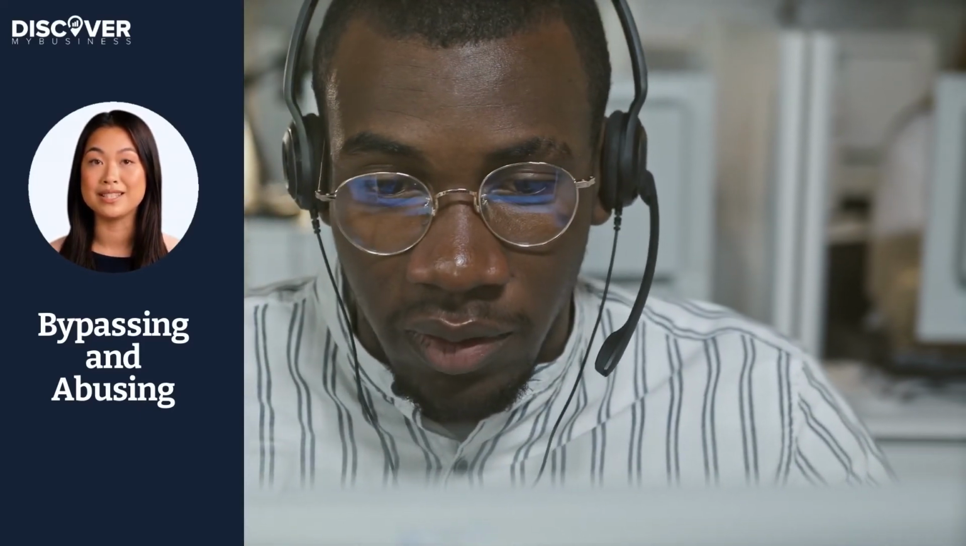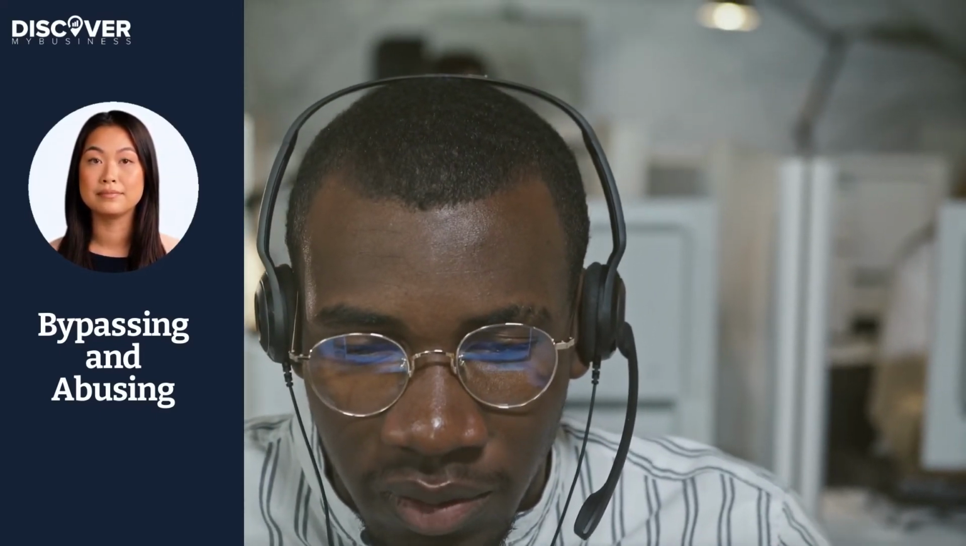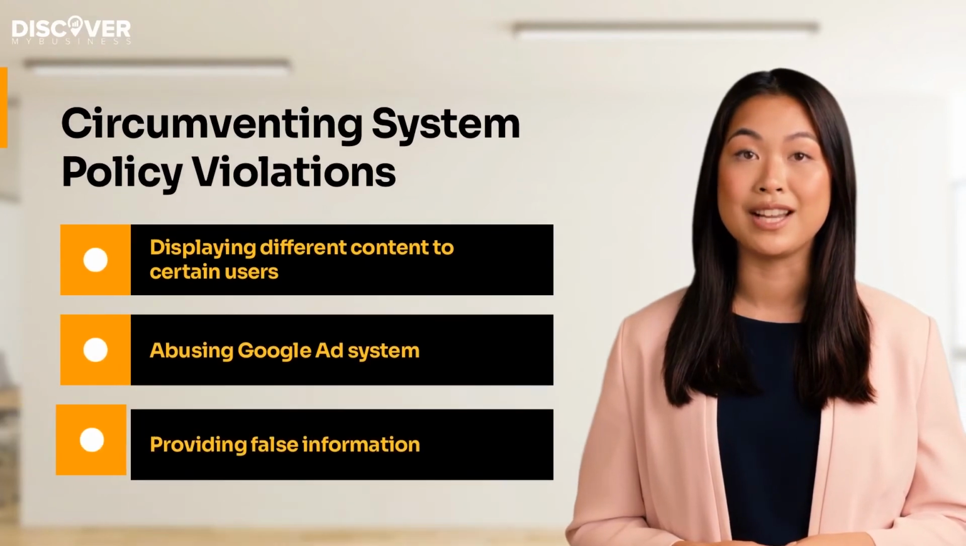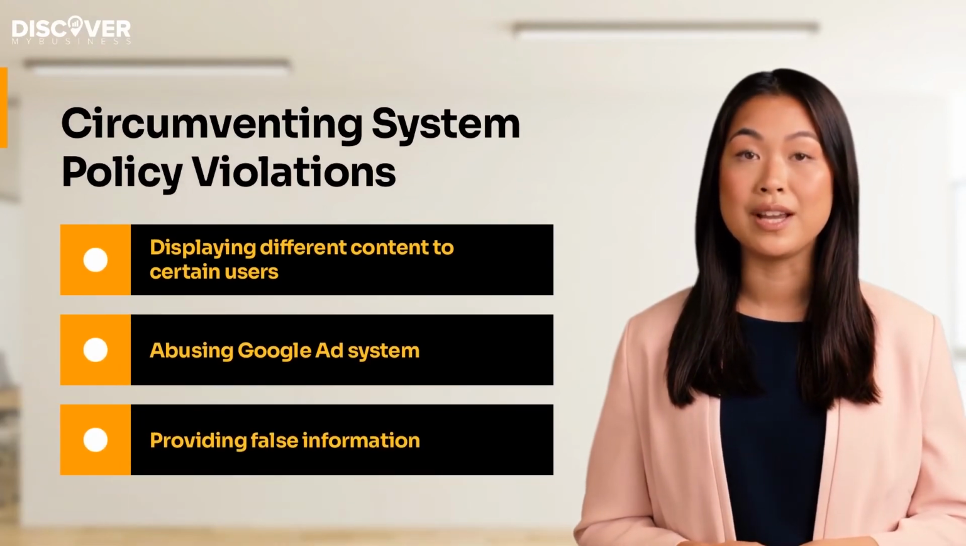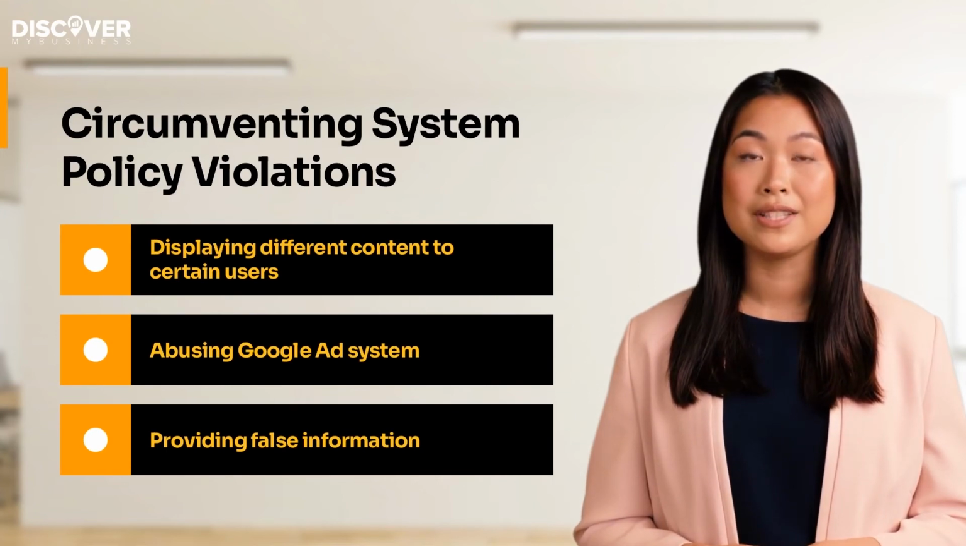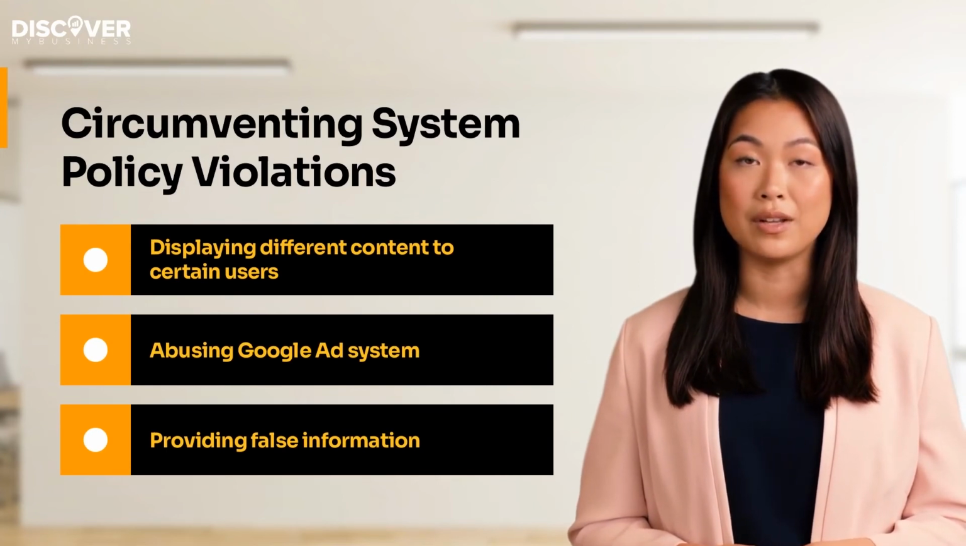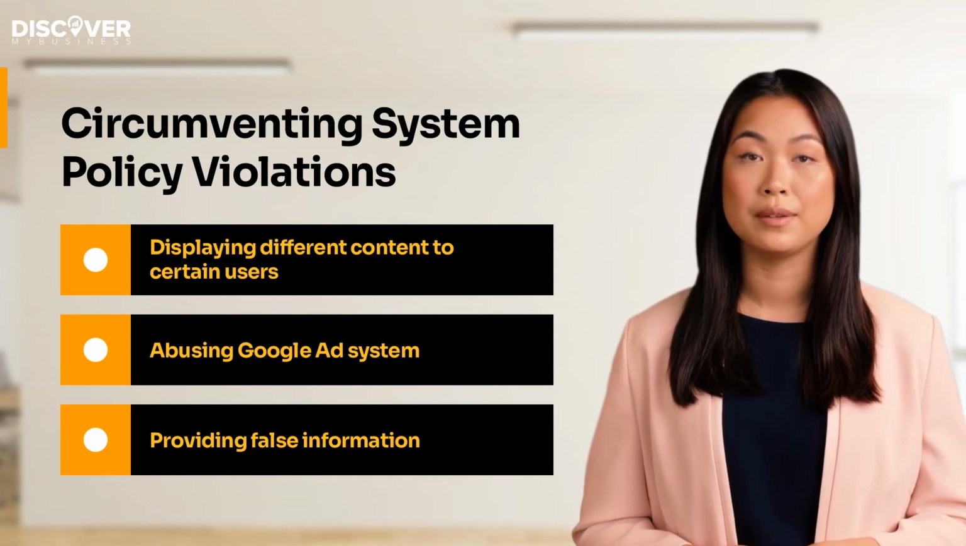Abusing Google Ads system. Sometimes users attempt to log into the Google Ads system again after getting their account suspended. Further, users try to add non-compliant content on their product features. Providing false information. Google Ads conducts verification programs to ensure the authenticity of the user and its products or services. Do not submit wrong information intentionally in these verification programs.